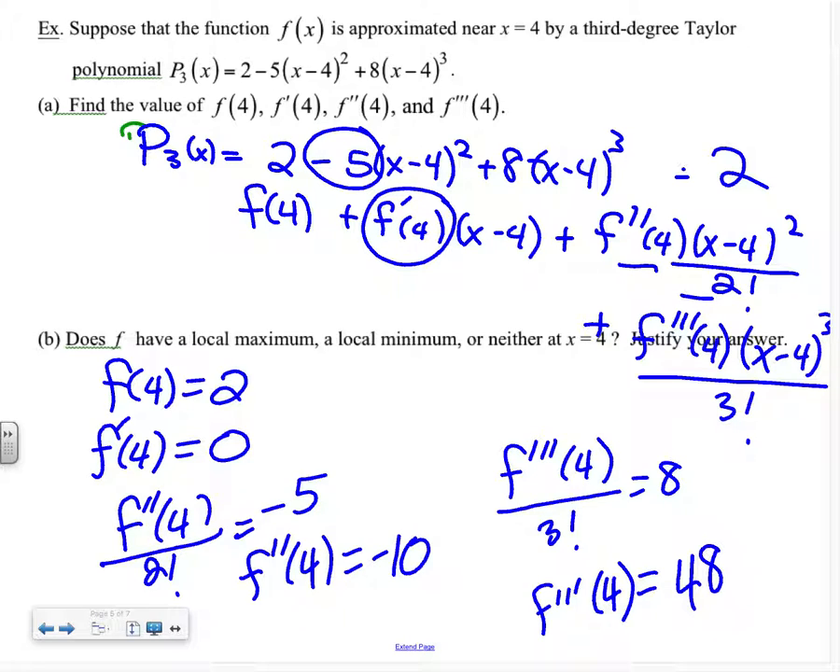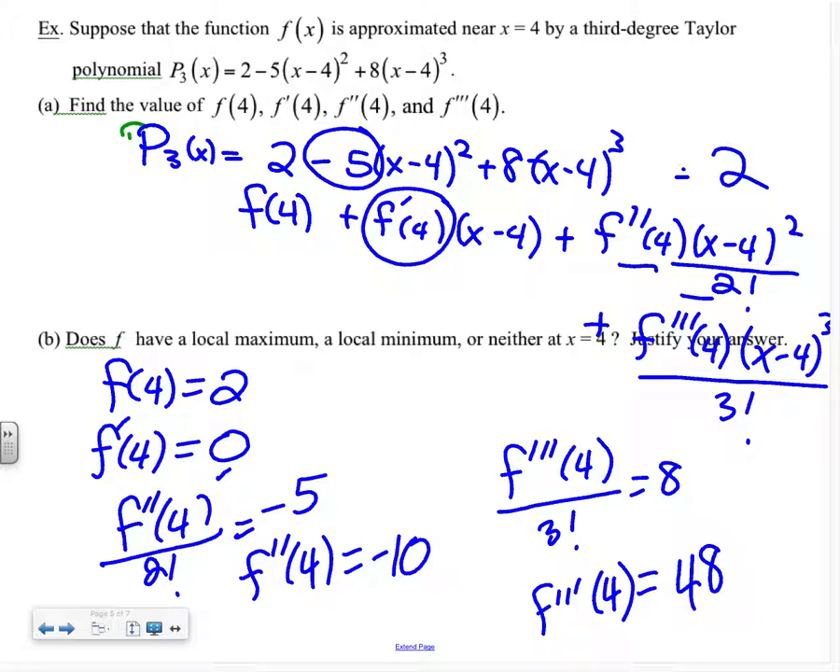Does f have a local maximum, local minimum, or neither? This is how they're forcing you to use the second derivative test. You can't use the first derivative test. How do I know if there's a maximum? What has to be true if there's a maximum? The first derivative equals 0. It has to be a critical value. And to the left it has to be positive and to the right it has to be negative, but we can't do a sign test, right? So they're forcing us to use the second derivative test.